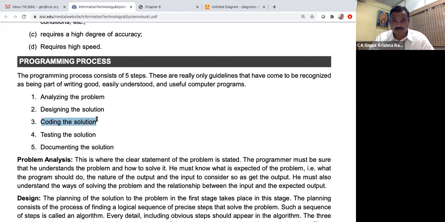Coding the solution. Coding means listing the instructions. Design is the thinking level, the conceptual level. And coding is actually writing, putting it on paper. Generally, how many sabjis do you want? Sometimes, if it is 1 or 2 items, you will remember. That itself is coding. But if the items are 10 items, 20 items, will you remember it?